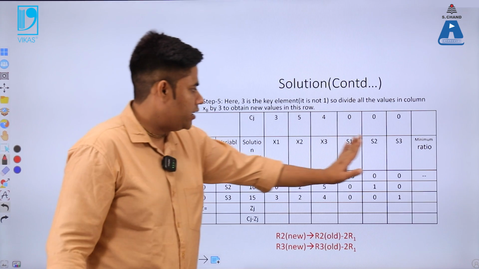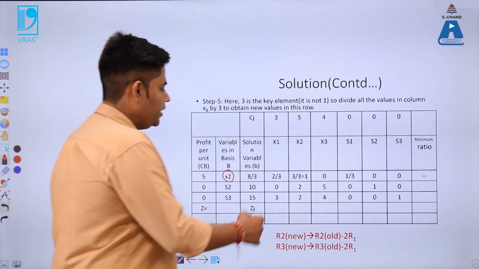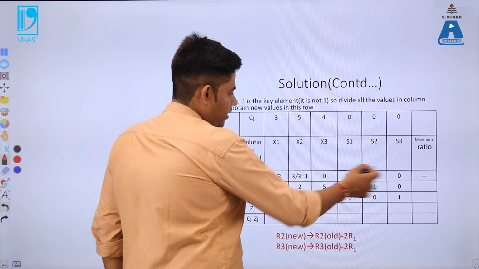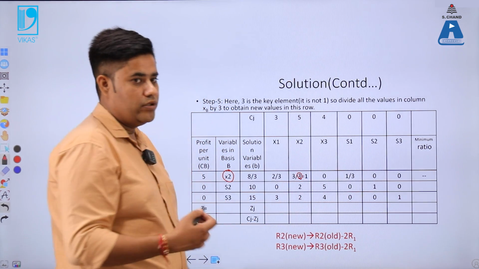So I need to make another set of table with all these values, and I have got a key element, which is the combination of key column and the key row. So key column and key row intersection element was 3.